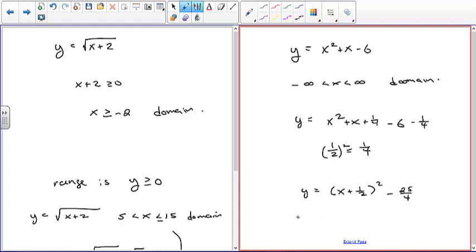Okay, so this is what's called the standard form. The vertex is going to be at x equals -1/2 and y equals -25/4. So for the range, you take this number, and the y values would be always greater than this y value for the vertex.